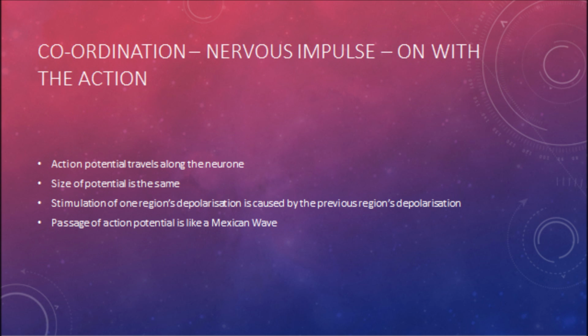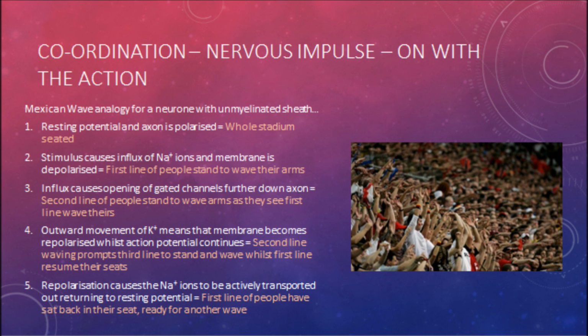The action potential travels along the neuron in one direction, and the size of it is the same all the way along. The stimulation of one region of the action potential is caused by the previous region's depolarization, almost like a Mexican wave. For an unmyelinated neuron, the potential is passed the whole way along. The analogy works like this.